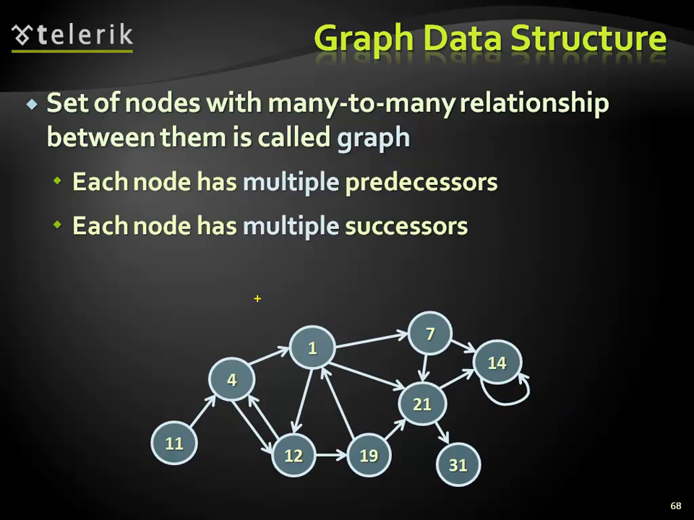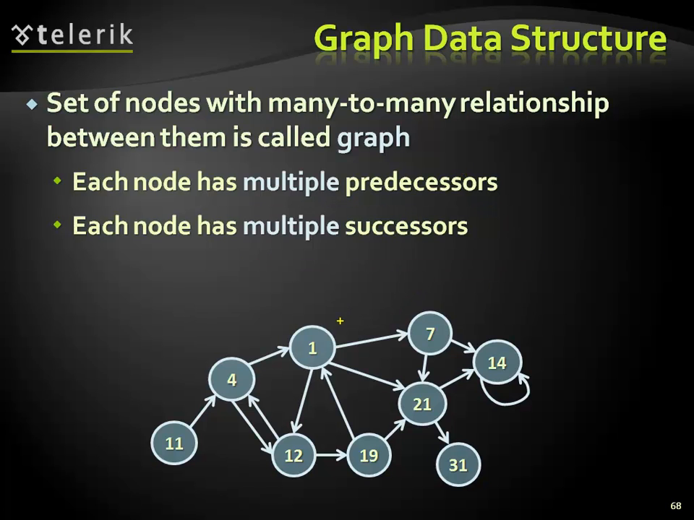Okay, so what we said: each node has multiple predecessors and multiple successors. That's why they're called predecessors and successors, not parents and children, because one child can have 7 parents. That sounds a little illogical.